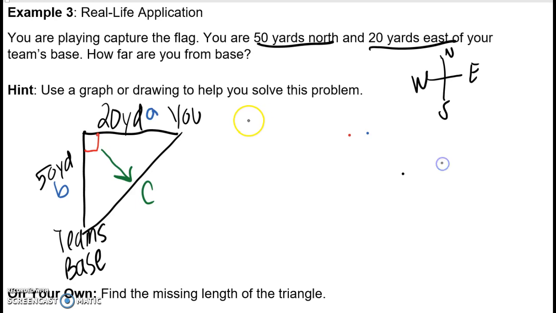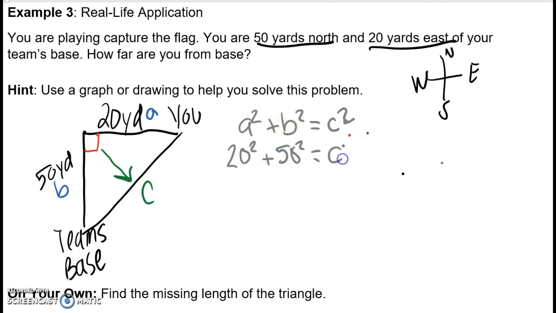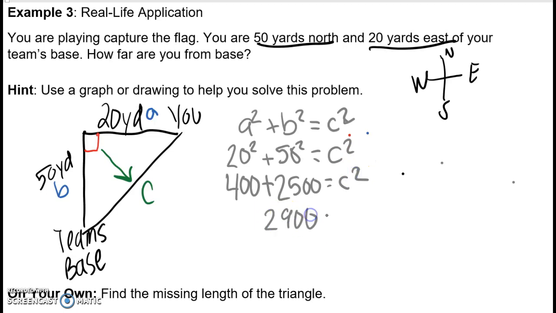So my first step is always to WTF, write my formula, A squared plus B squared equals C squared. Then I'm going to plug in my A, which is 20. My B, which is 50. My C is my unknown. Square my 20, and I get 400. Square my 50, I get 2,500. Add them together, 2,900. And now the opposite of squaring a number is taking the square root.